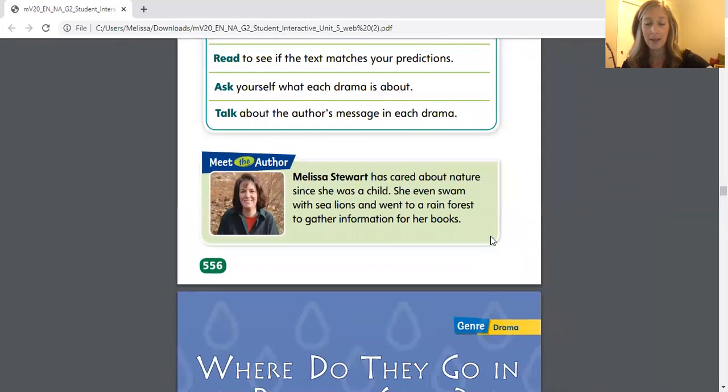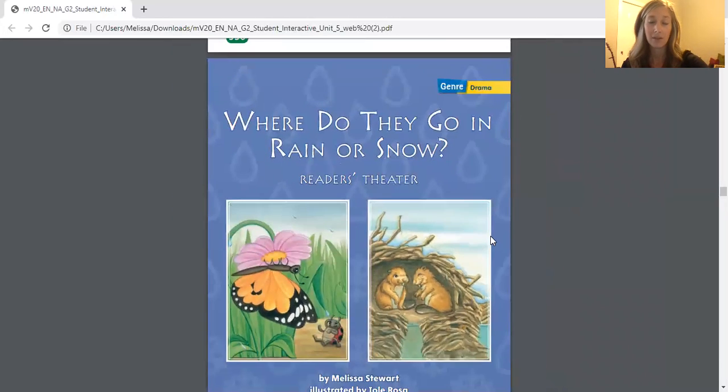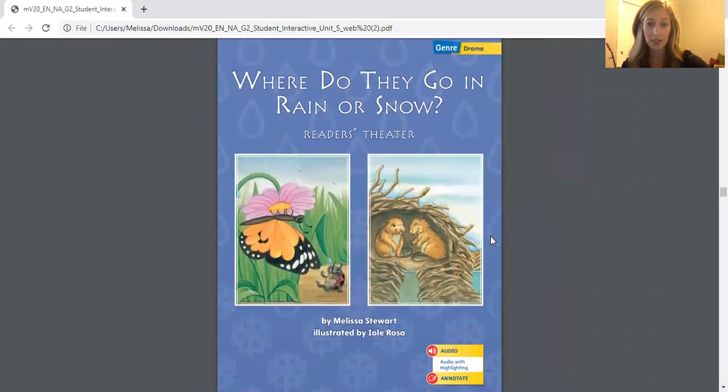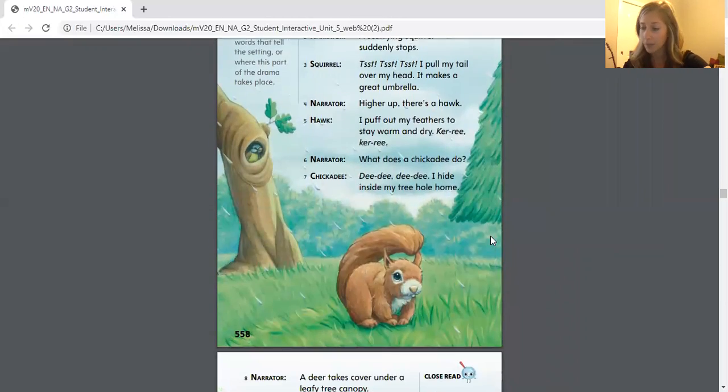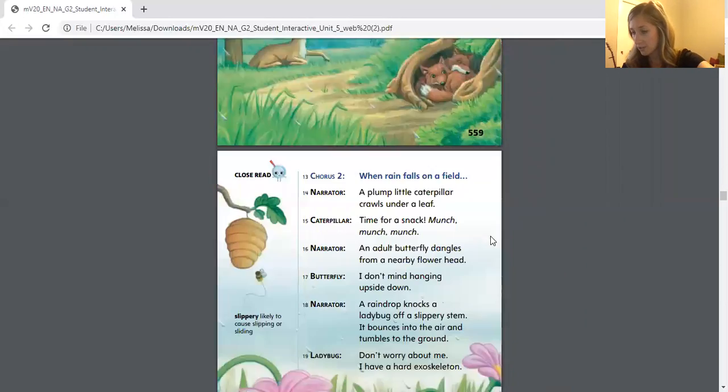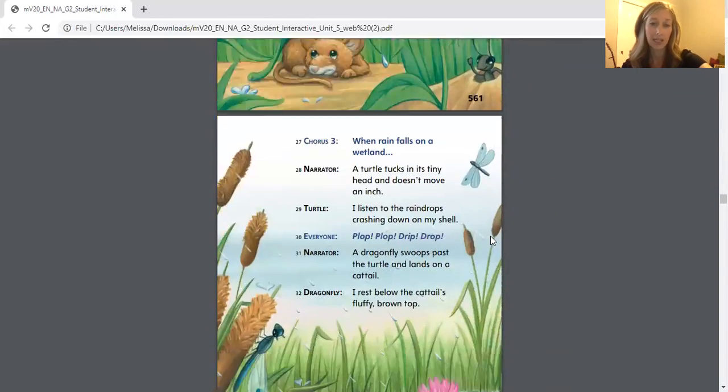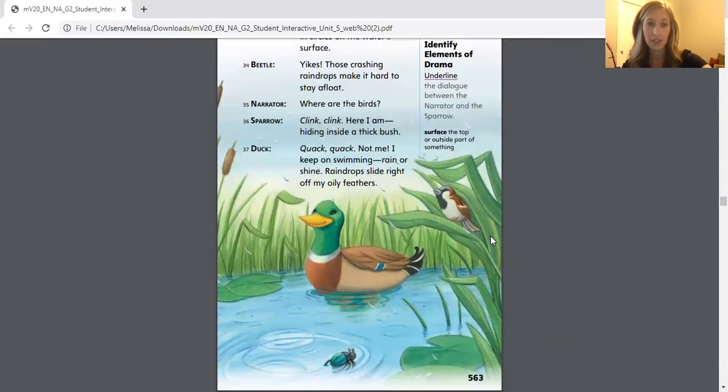So when you're ready, we are going to take a look at this text. You're going to read it to yourself. It's the drama called Where Do They Go in Rain or Snow? It's a reader's theater. You are welcome to pause the video, read it, and then restart the video. You can read it to yourself, have a grown-up help you. You can also get on My View and find the link for the audio if you would like it read to you. When you are finished, we are going to work together on page 574.